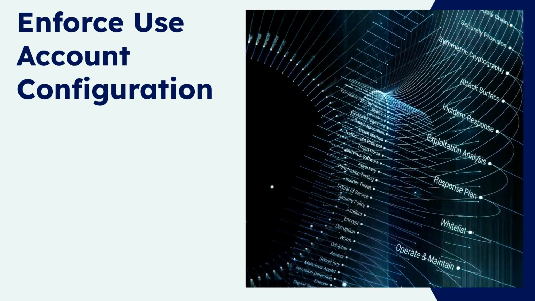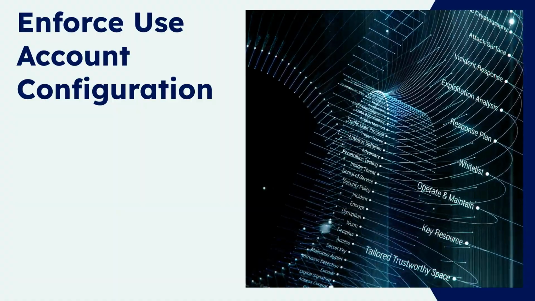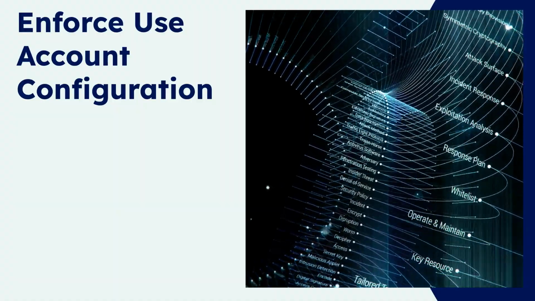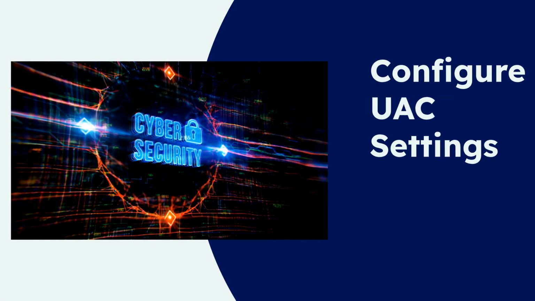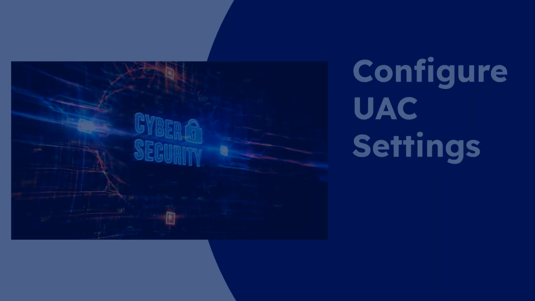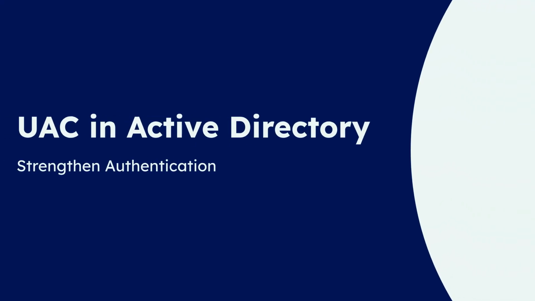In this video, we'll configure user account control settings in Active Directory to strengthen authentication security across a corporate domain. This is a hands-on walkthrough using group policy management on a domain controller. We are strengthening authentication security by configuring user account control, or UAC, settings directly in Active Directory group policy.